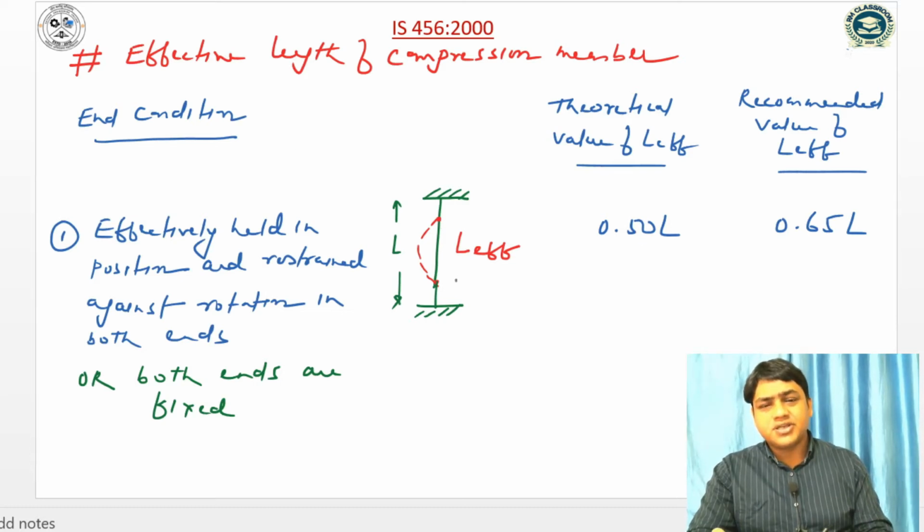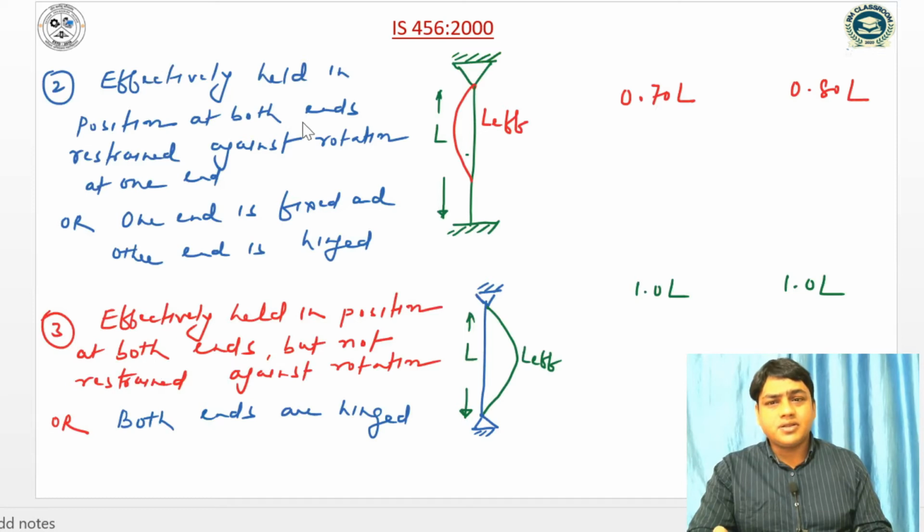and the theoretical value of effective length is 0.5 L. Similarly, when one end is effectively held in position and restrained against rotation at one end, and the other end is hinged, that is one end is fixed and the other end is hinged, then the recommended value of effective length according to IS 456 is 0.8 L, and the theoretical value is 0.70 L. Similarly, when effectively held in position at both ends but not restrained against rotation, or we can also say when both ends are hinged, then the effective length is equal to the unsupported length; the theoretical and recommended values are the same.